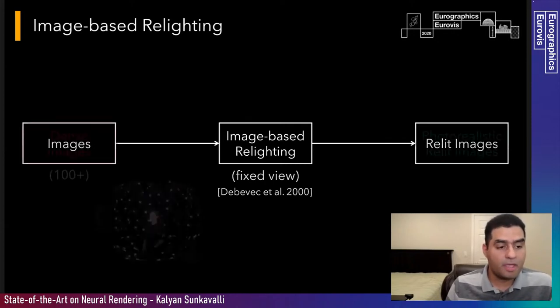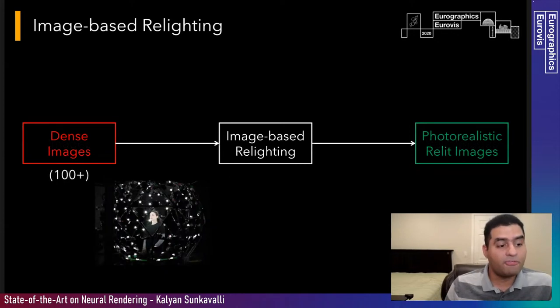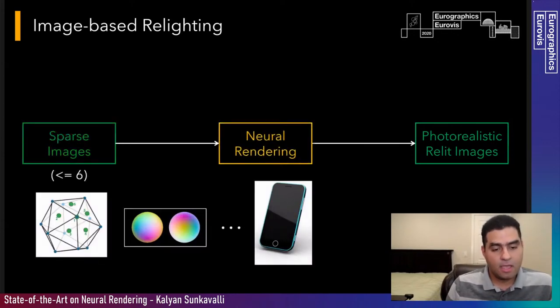The problem, though, is that they often require very dense image capture. You need hundreds of images of that scene or object under a very dense sampling of the possible lighting conditions. So this is, of course, time-consuming and expensive. And in this context, the promise of neural rendering methods is that you can potentially achieve that same visual quality, but while capturing fewer images, significantly less than 100 images, maybe on the order of 1, 2, or 5 images.